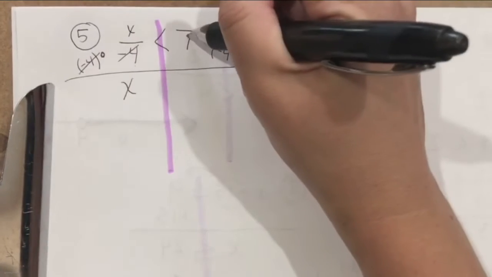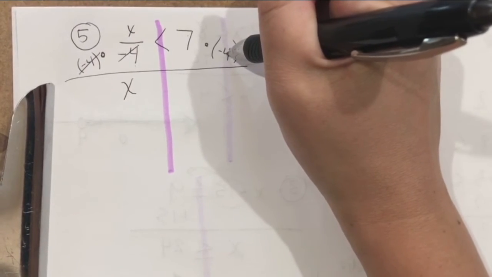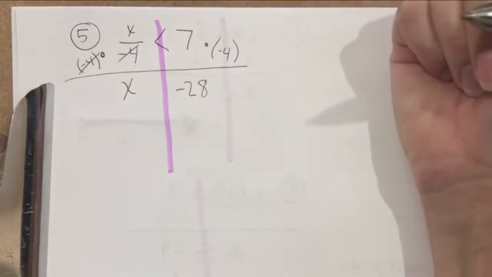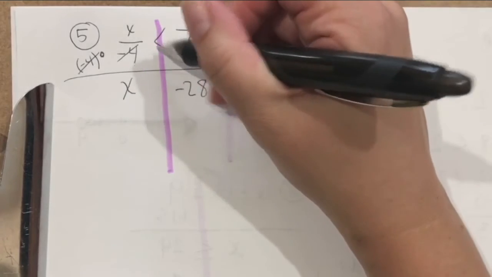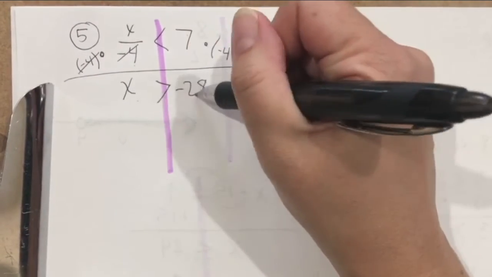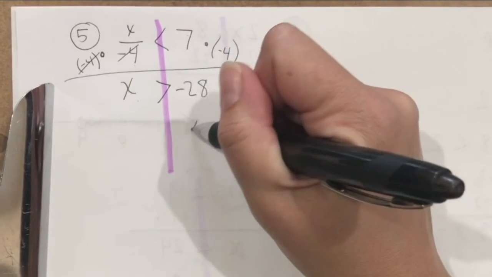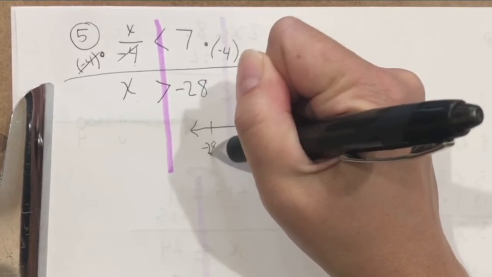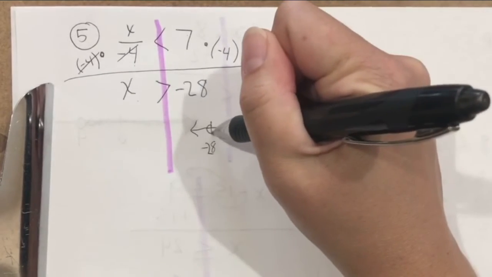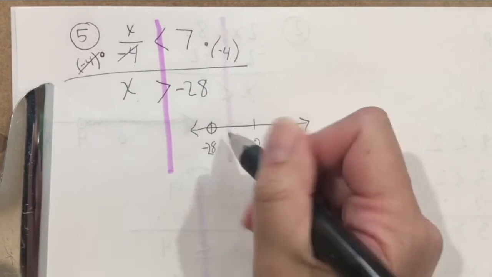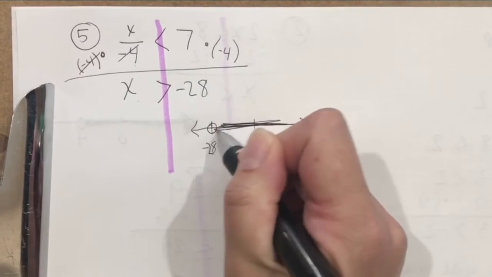So that cancels. And we have x, and 7 times negative 4. 7 times 4 is 28, and it's negative, and the sign here is going to flip. So x is greater than negative 28. And if we draw that, we'll put a 0, we'll have negative 28. We'll have an open circle because it does not include, there's no or equals, it's just greater than. And then we shade greater than.